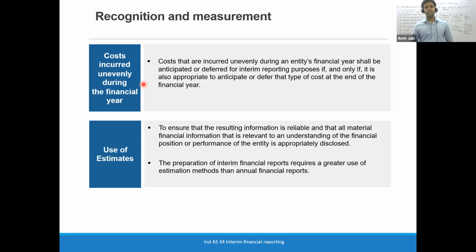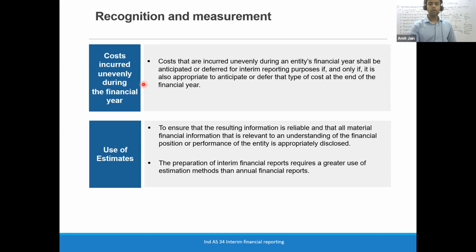The standard says that the cost cannot be anticipated and recorded in the previous quarter. The cost, the expense, needs to be recorded in that particular period in which the cost or the expense has been incurred. So that expense should not be deferred to the next quarter. The cost should not be preponed to the previous quarter. The cost should be booked in that particular period in which it is actually incurred.